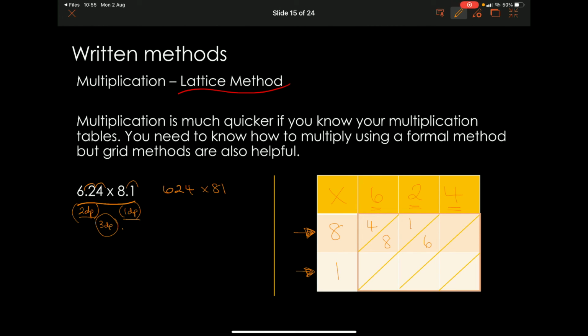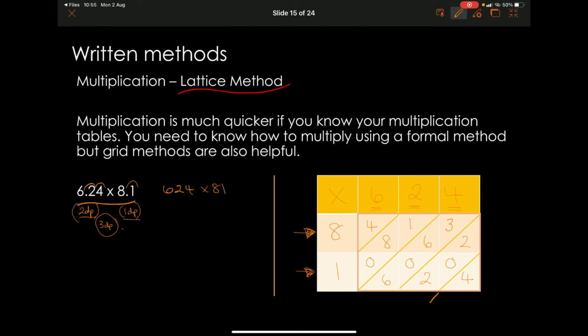8 times 4 is 32. 32. Now the next line down, so hopefully that's quite straightforward so far. The next line down is 1 times everything. So 1 times 6 is 6, so that's 0 tens, 6 units. 1 times 2 is 2, so 0 tens, 2 units. And 1 times 4 is 4, so 0 tens, 4 units. And that's it.